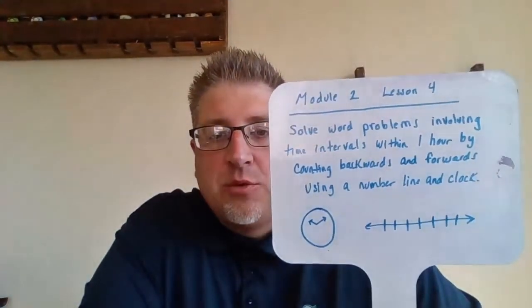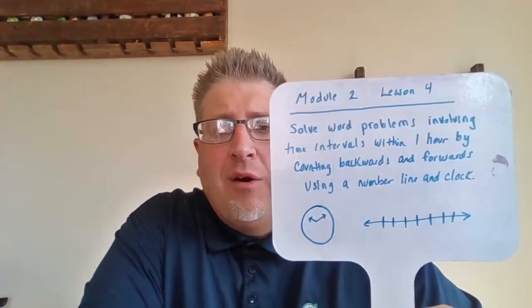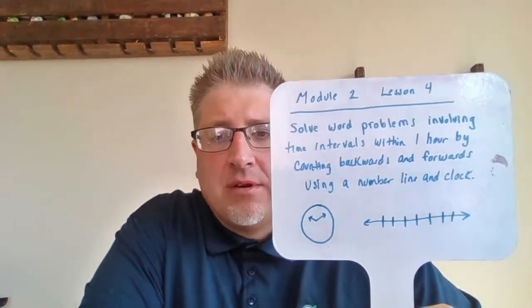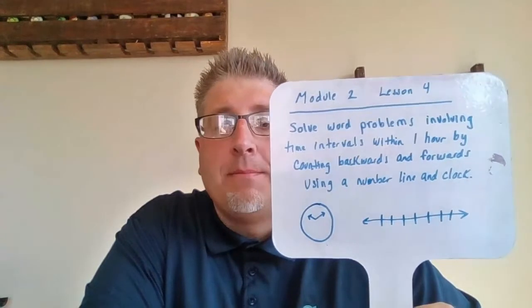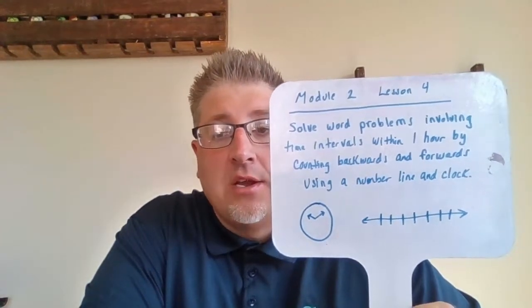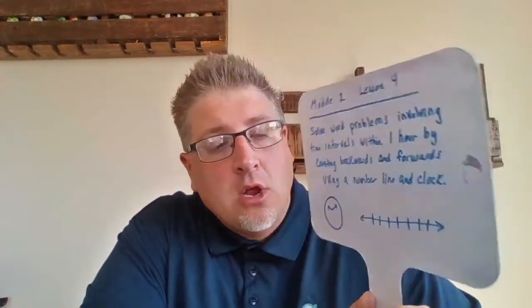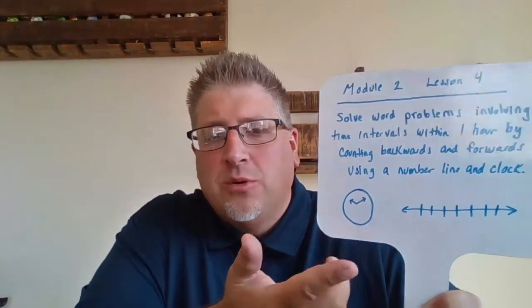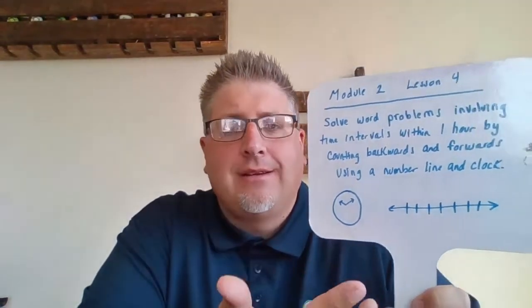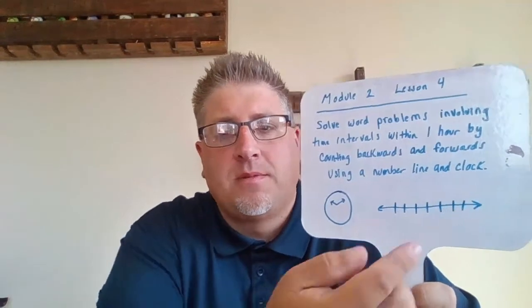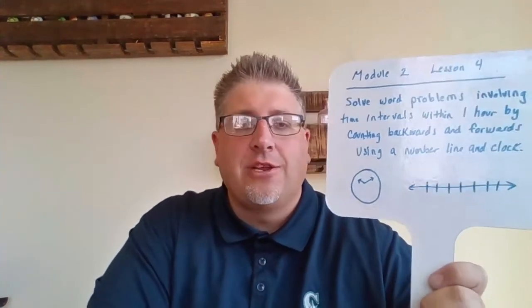Today we're tackling Module 2, Lesson 4, Solve word problems involving time intervals within 1 hour by counting backwards and forwards using a number line and clock. Okay, so we can have the clock and kind of use it to figure out our problems, but today we're really going to focus on using the number line. We've used the number line a couple of different ways in previous lessons, but today what we're going to learn is how to move forward and backwards on the number line.